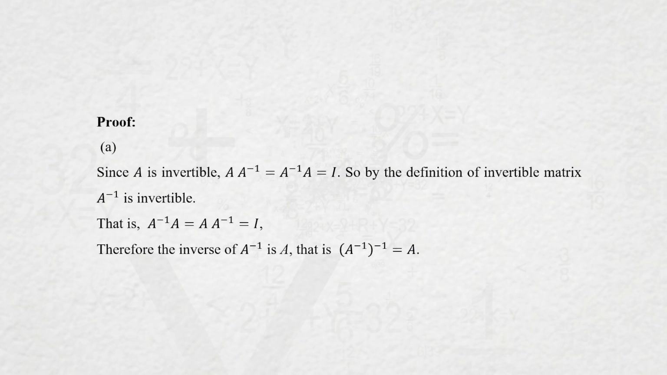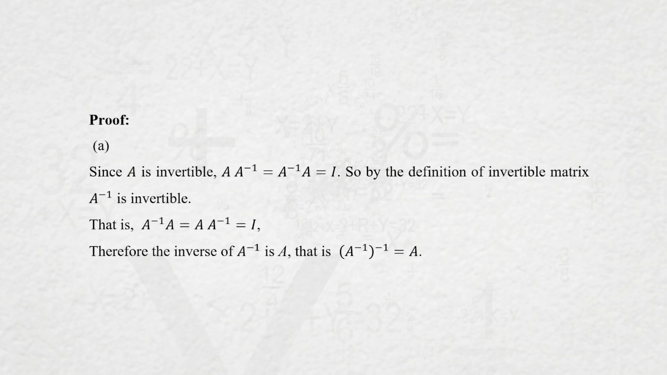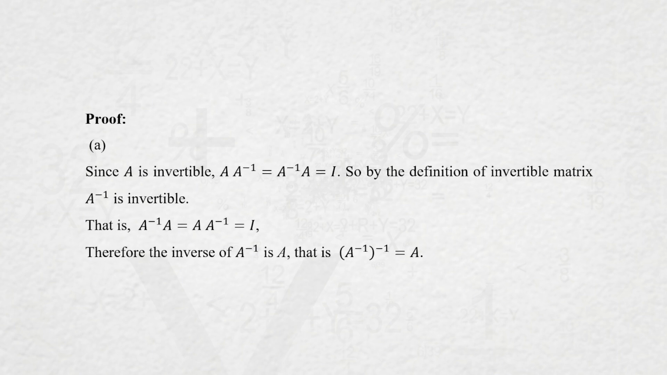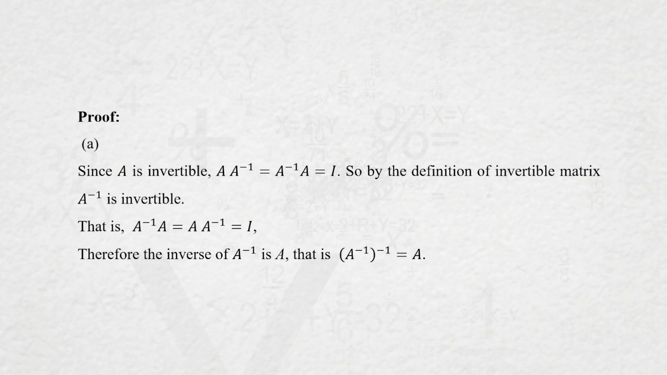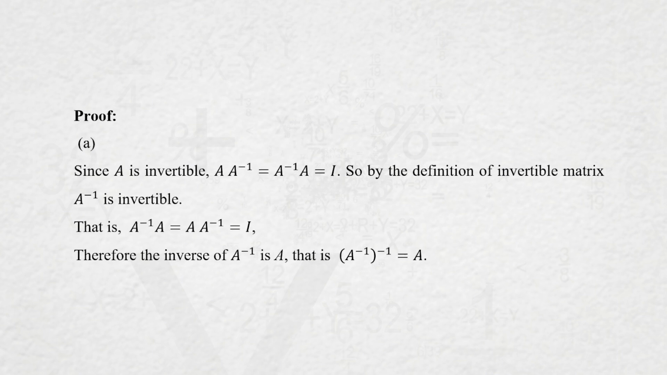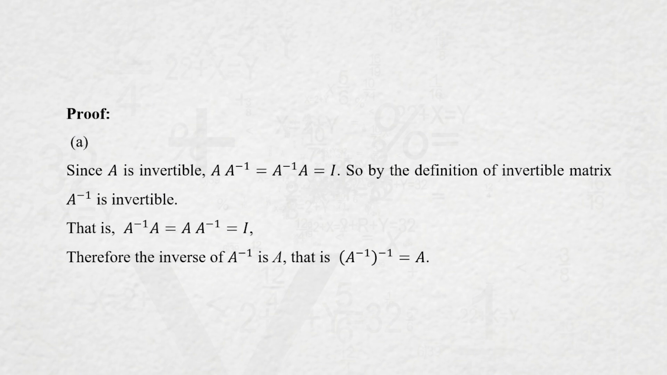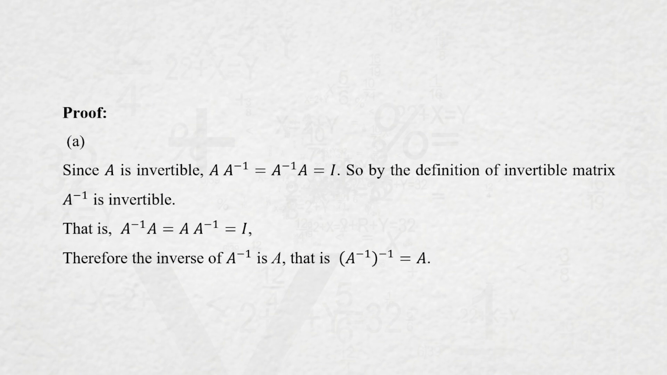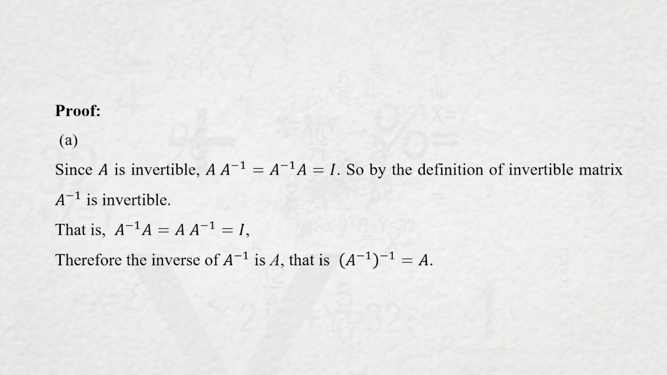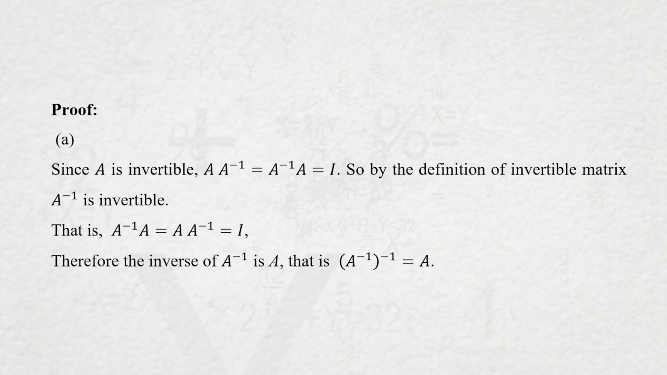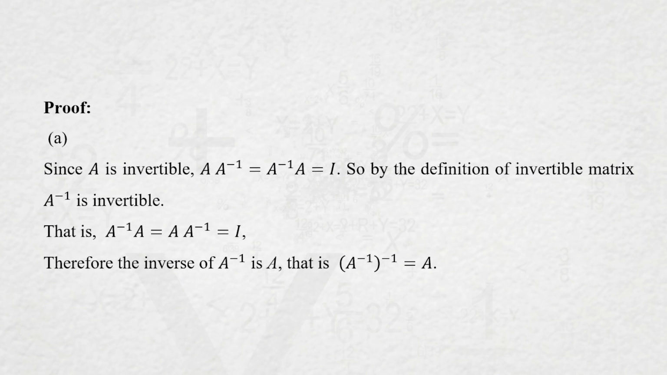Proof of A: since the matrix A is invertible, A inverse A is equal to A A inverse, which is equal to I. So, by the definition of an invertible matrix, A inverse is invertible. That is, A inverse A is equal to A A inverse is equal to I, the identity matrix. Therefore, the inverse of A inverse is A, that is, A inverse the whole inverse is equal to A.